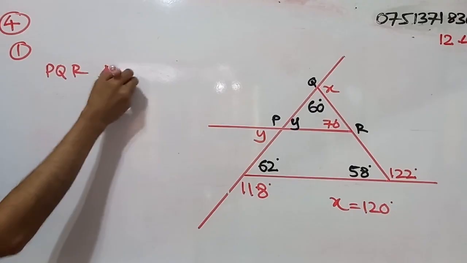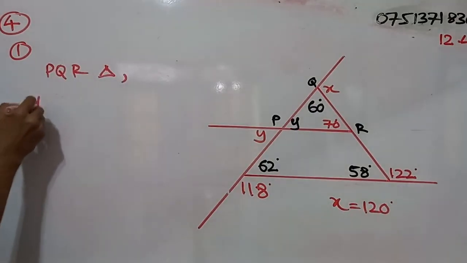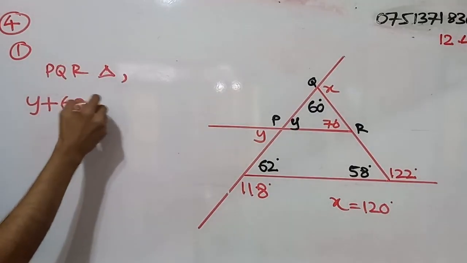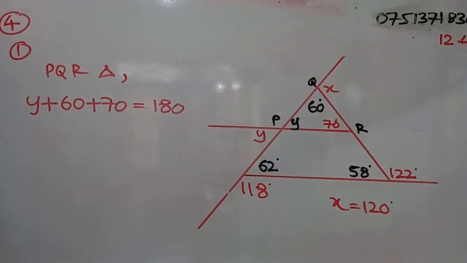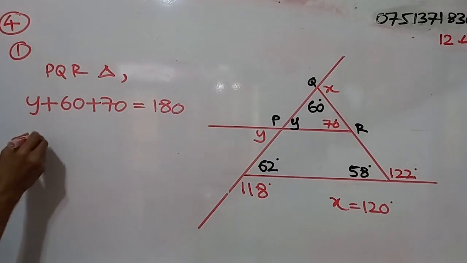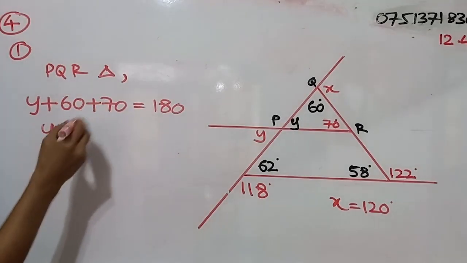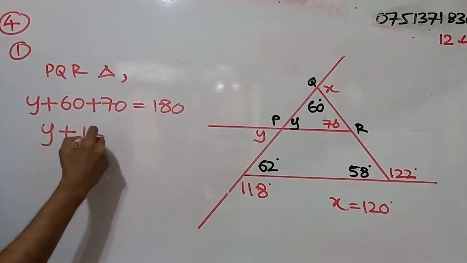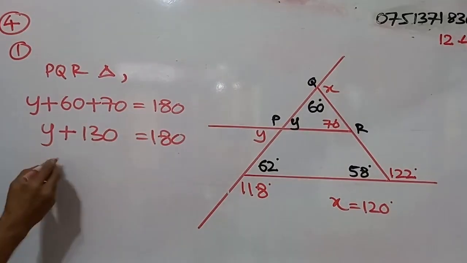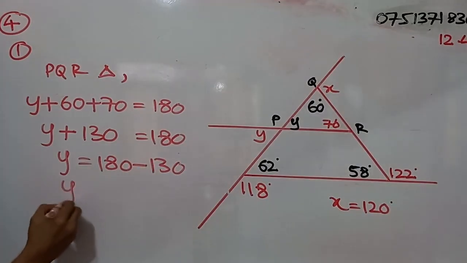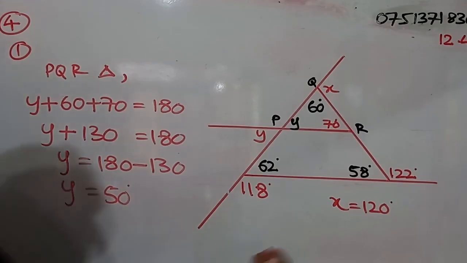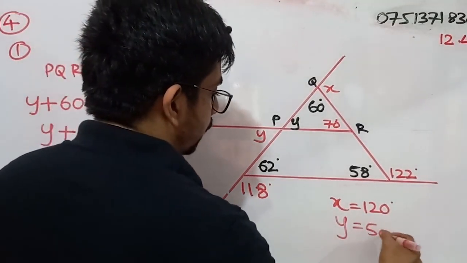So we can write what? PQR triangle. So we can write Y plus 60 plus 70, that is equal to what? 180. Why? What is the reason? Sum of internal angles of a triangle. So Y plus 60 plus 70, what is that? 130. So that is equal to 180. So value of Y is what? 180 minus 130. So Y is equal to what? 50 degrees. 50 degrees. So here angle Y, the magnitude is what?